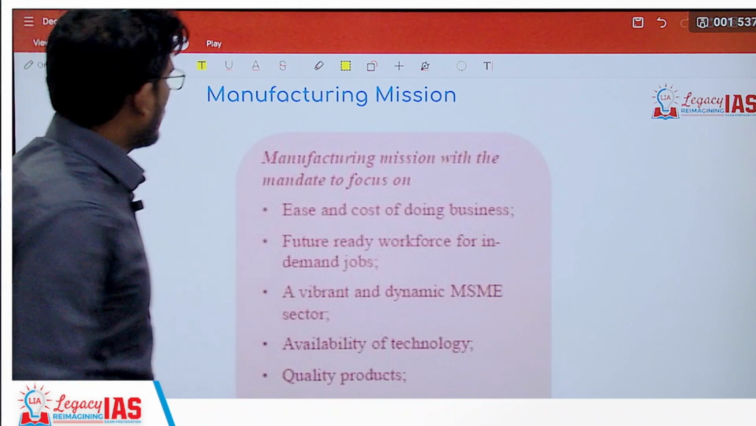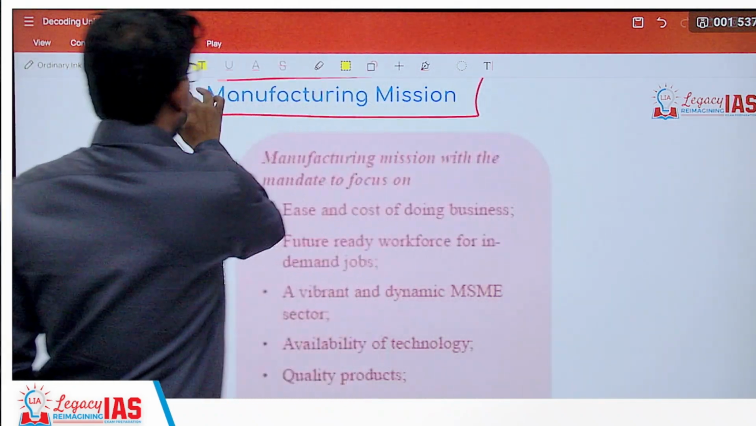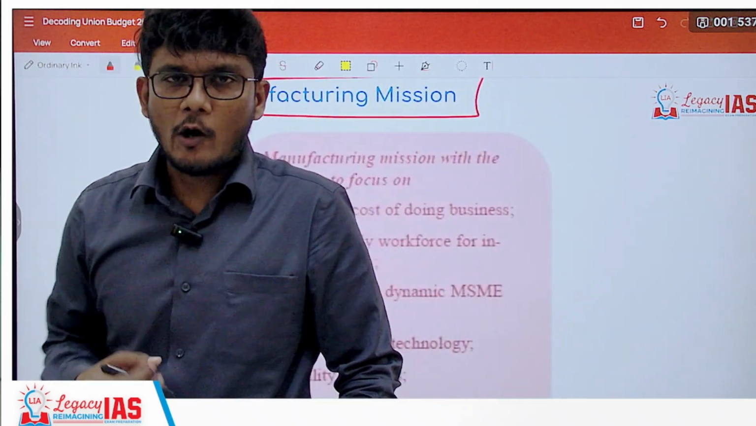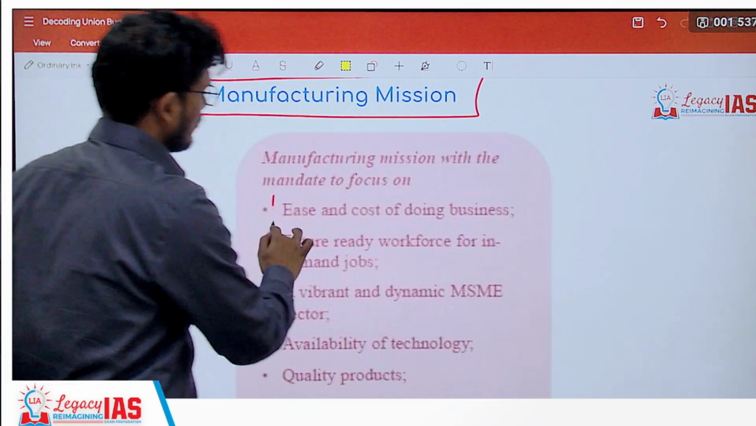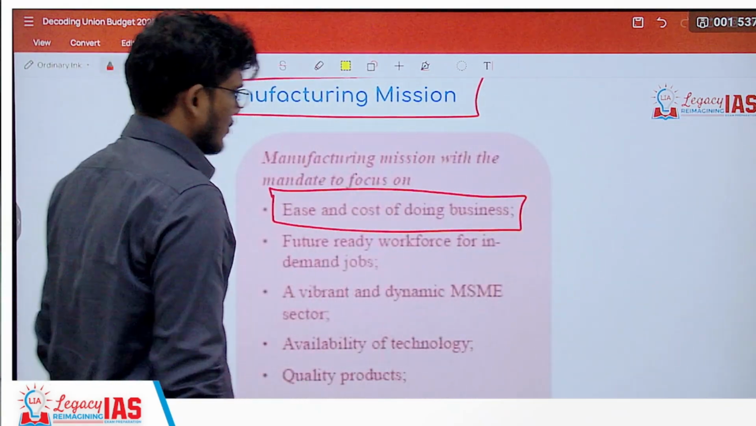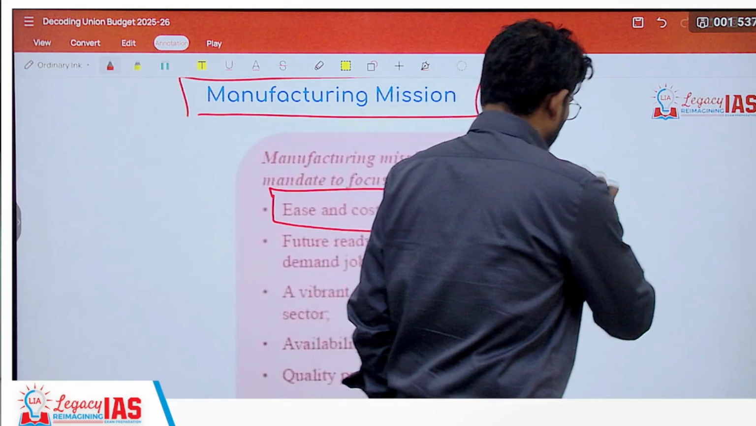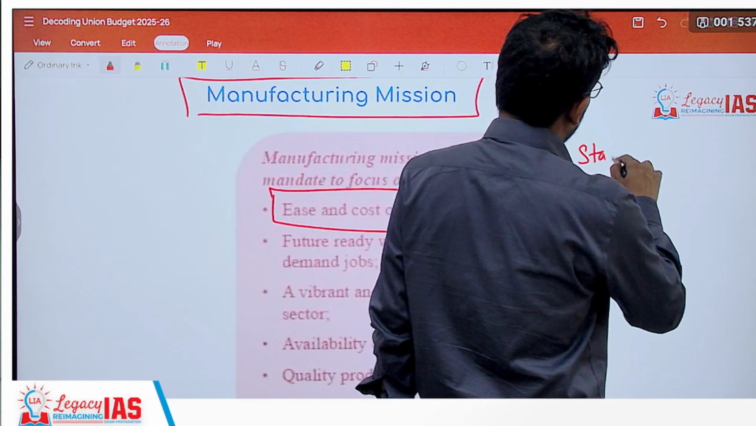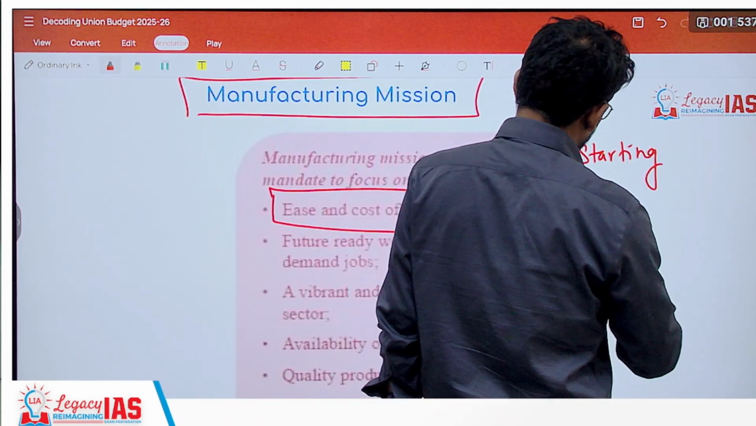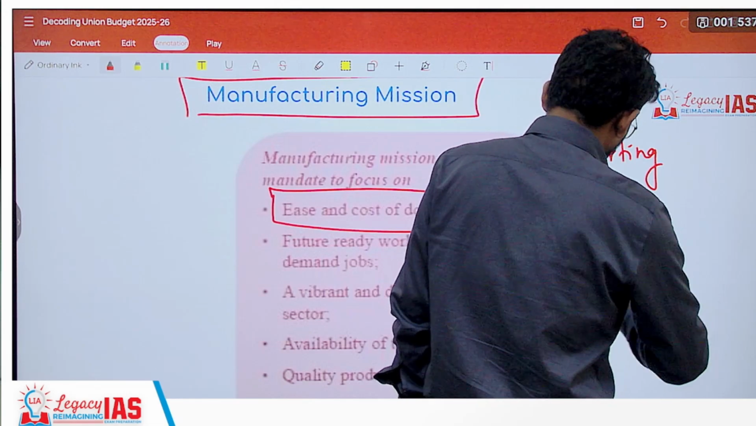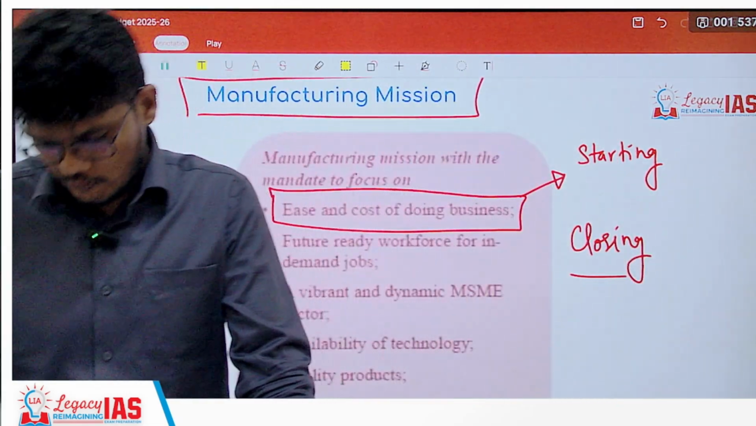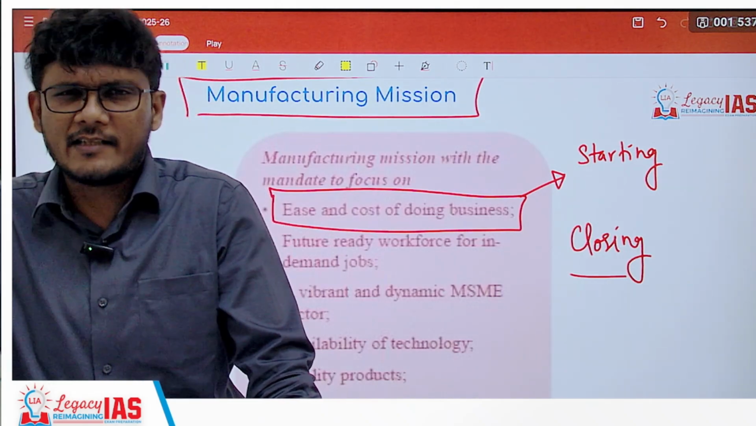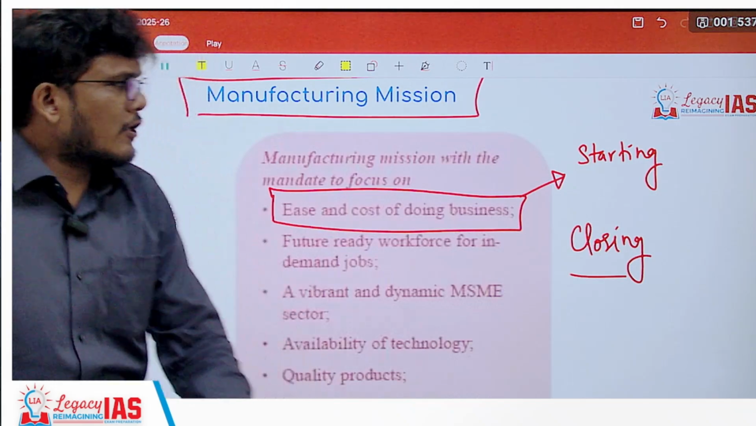Now, the government also proposes to launch the manufacturing mission. In the manufacturing mission, the first thing it talks about is ease and cost of doing business. When you talk about ease of doing business, India was doing quite well, and it did quite well with respect to starting a business. There is still a lot to be done with respect to closing a business. It's not that easy for anyone to close a business in India. There are a lot of rules and regulations. Even starting is difficult, but starting is comparatively easier than closing the business. So India wants to better this.